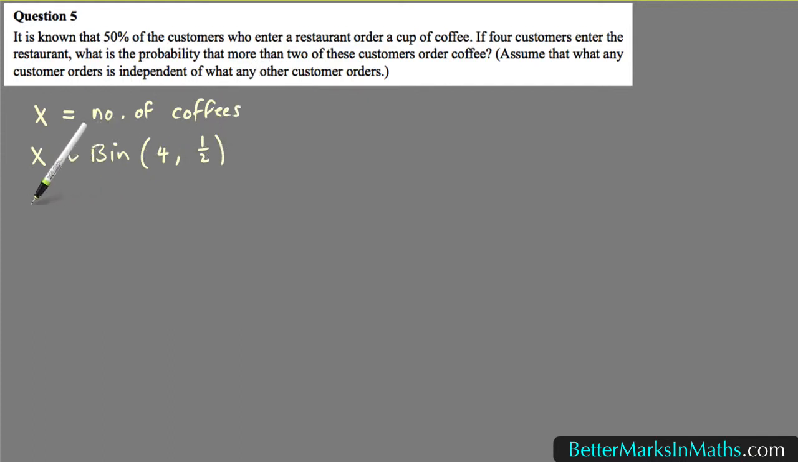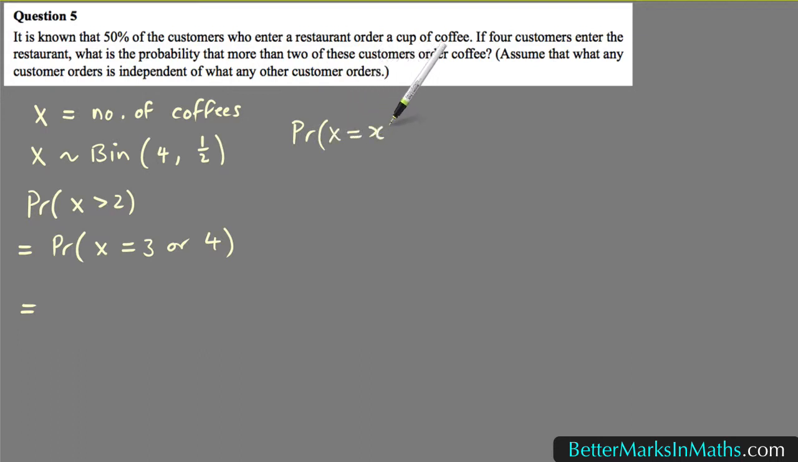And from here, the probability that more than 2, so that would mean X would be more than 2, and the values of X that would satisfy that would be X equal to 3 or 4. And using the formula, the probability that X equals x is N choose x, p to the x, and 1 minus p to the N minus x. So using that formula with these 2 values one at a time.